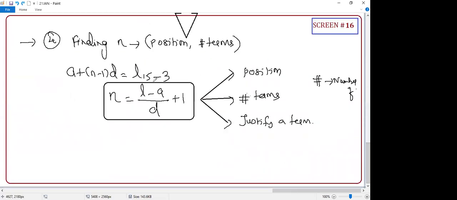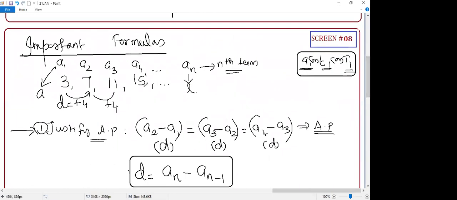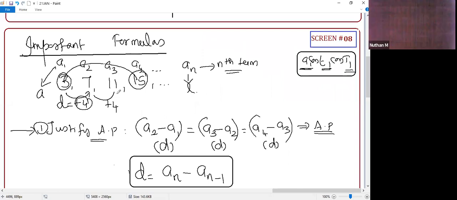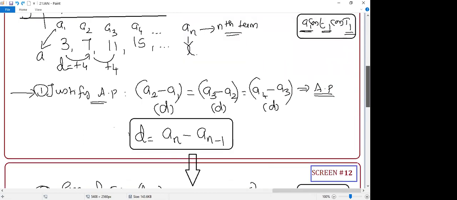Just apply this. 15 minus 3 by 4. 15 minus 3 is what? 12. 12 by 4 is what? 3. 3 plus 1 is what? Is the formula working or not? The formula is a super formula, guys. Very simple. Take the last term. You should not remember it as last term minus first term by common difference. Whenever you want the number of terms or the position, take the term minus this term, divide by this, whatever answer you get, add an extra 1. That will give you the position, or the number of terms also.